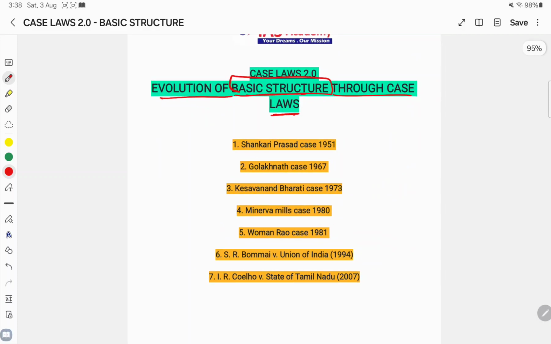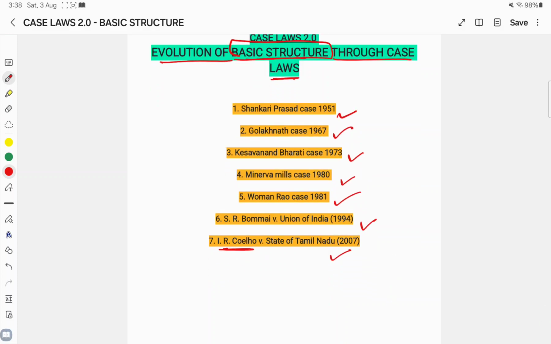In this lecture, you will find 7 different case laws: Shankari Prasad case, Golaknath case, Kesavananda Bharati case, Minerva Mills case, Waman Rao case, SR Bommai case, and IR Coelho case. In these, UPSC has already asked direct questions. So let us quickly see the key points of these cases, and for those who have covered them, it will be a revision, and for those who have not, it will be a very crisp and brief discussion which you can use in your answers, as well as it will be helpful for your understanding.